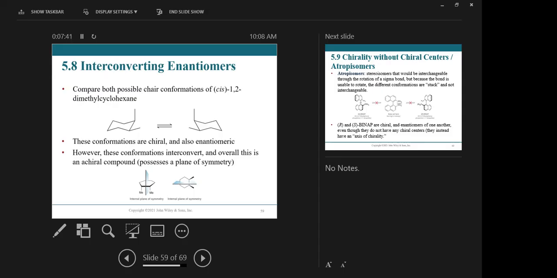So here they're wanting us to compare the chair conformations of cis-1,2-dimethylcyclohexane. Cyclohexane means 6, and this is a 6-membered ring right here. Dimethyl means we have 2 methyl groups. Here's 1, here's 2. And we do have a mirror plane.